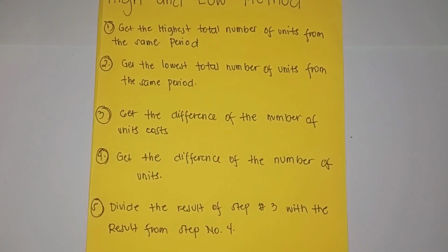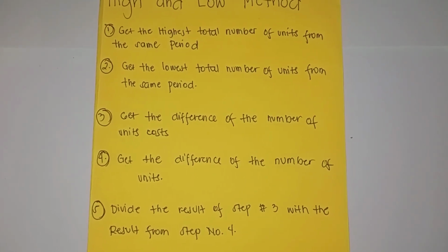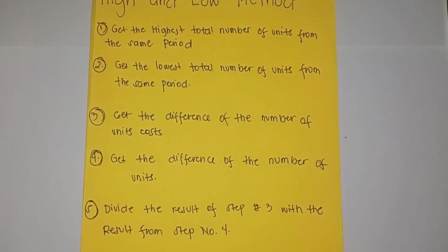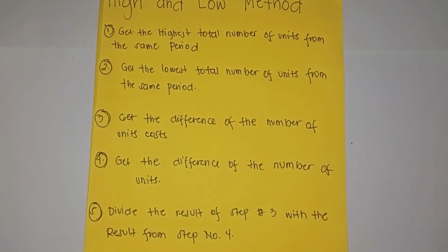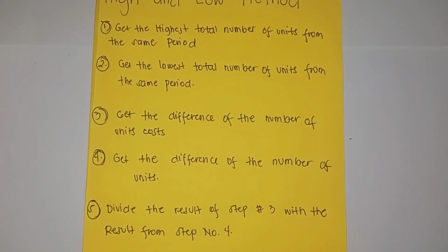And step number 5 is to divide the result of step 3 with the result from step 4. Again, these are the steps on how to apply the high and low method.